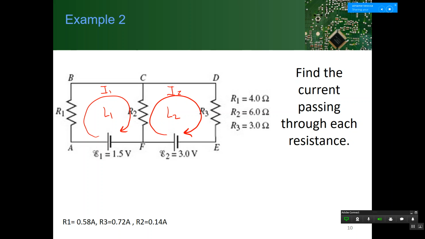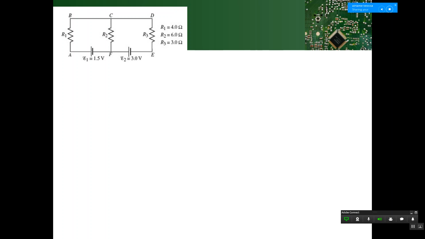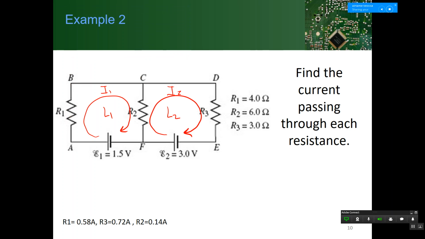I'm just going to skip over to the next slide because I'm going to have more room. You guys don't have this slide, I don't think. I just added it so that I have room to make some calculations. So again, I'm going to draw my loops like that. This is going to be I1, this is going to be I2 for loop 1 and loop 2. If I were to look at loop 1, that's the first one we're going to analyze, we have a voltage gain of 1.5 volts, and then a voltage drop across here and a voltage drop across here.